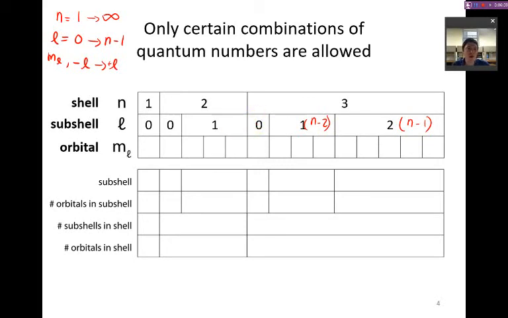Then for our orbital values, those range between -L and +L and include 0. In the case of an n equals 1 subshell, L is 0, and so m sub L must also be 0. For n equals 2, we can have two different L values, and so there will be different m sub L values for each of those. When L is 0, m sub L must be 0. When L is 1, m sub L could be -1, 0, or 1. Again, ranging between -L and +L.